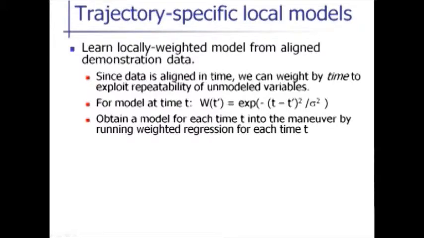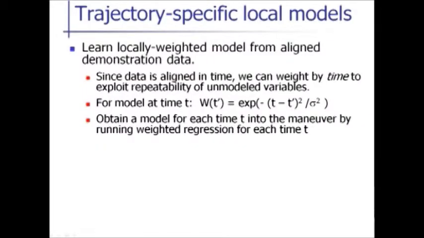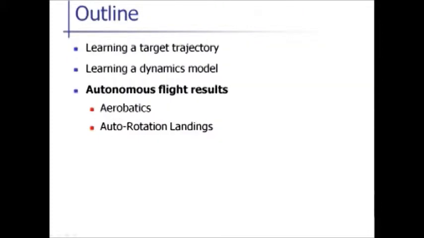So what we're doing then is learning trajectory-specific local models. We've got data that's aligned in time. We can weight by the time to exploit the repeatability of the unmodeled variables. At each point in the trajectory, we're trying to say how far off our baseline model will be. We take a window around each time and average over that window. It's not quite that simple. We use a weighted average that doesn't actually have a sharp cutoff. And what this gives us is a model for each time for each maneuver. So let's see what that does.